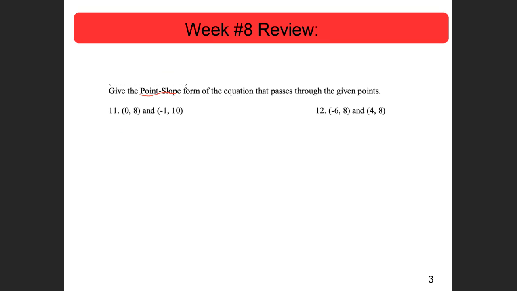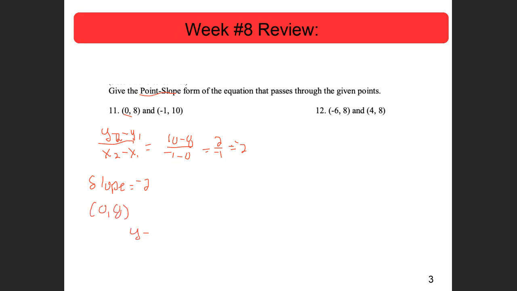First thing I would have to do is figure out what the slope is, so I use the slope formula, y2 minus y1 over x2 minus x1, so this would be 10 minus 8 over -1 minus 0, so that's going to be 2 over -1 or -2. So now I have my slope as -2, and I also need a point. It doesn't matter which point you take. It makes no difference at all. Let's just take 0, 8. And if I write my equation, I have y minus 8 is equal to -2 times x minus 0.